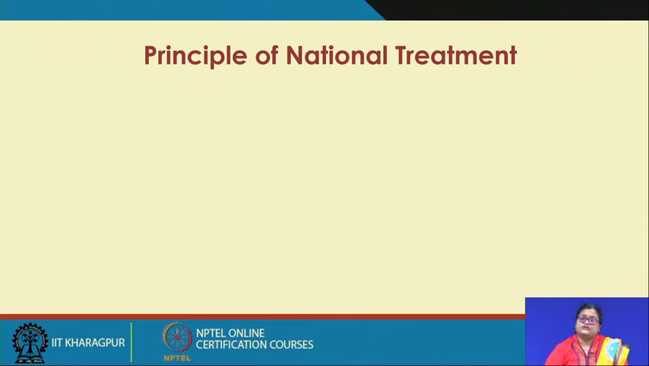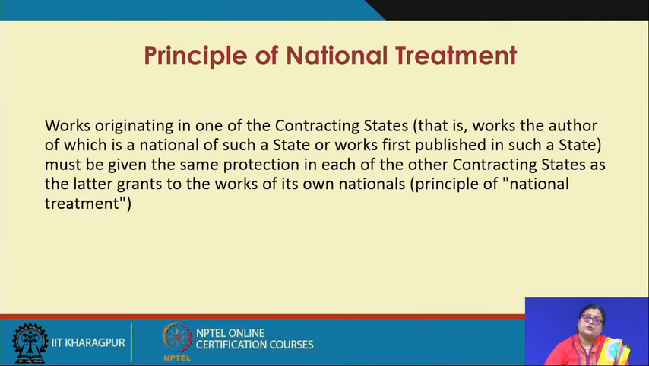Principle of national treatment. Works originating in one of the contracting states, that is, works the author of which is a national of such a state, or works first published in such a state, must be given the same protection in each of the other contracting states as the latter grants to the works of its own nationals. That is the principle of national treatment.